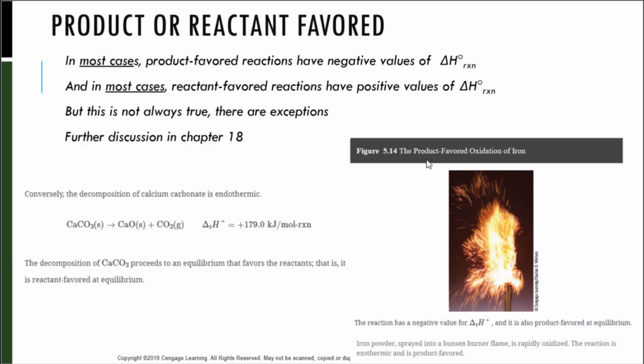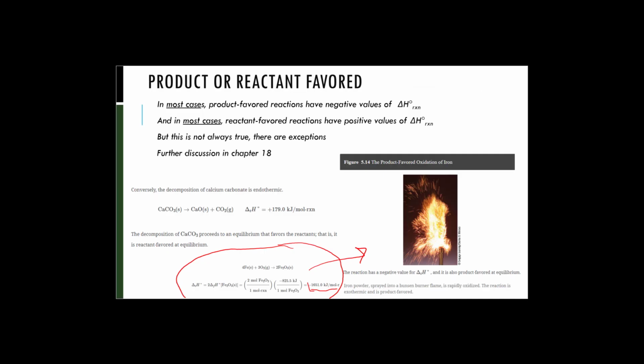As we can see in this example, we have a product-favored oxidation of iron. This reaction has a negative value for delta H, so it's product-favored at equilibrium. We can see that this iron powder sprayed into a Bunsen burner flame is rapidly oxidizing and it's exothermic. Conversely, we have the decomposition of calcium carbonate. It's endothermic. We can see that we have a positive value for our delta H, so it is reactant favored. That wraps up our chapter over the principles of chemical reactivity, energy, and chemical reactions. Please see our course page for additional practice problems as well as end of the chapter problems for some more practice.